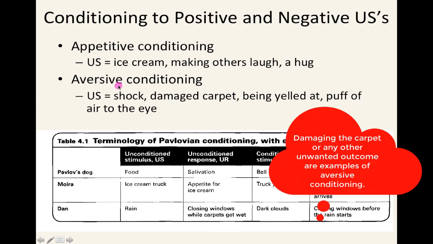Aversive conditioning, pretty self-explanatory, right? It involves something that's unpleasant or aversive. The classic example is often shock. It could be damaged carpet. That's an example from your reading, being yelled at, or a puff of air to the eye. So the damaged carpet, remember, was the guy, Dan, who left the window open, and so the rain got into the house and damaged the carpet.